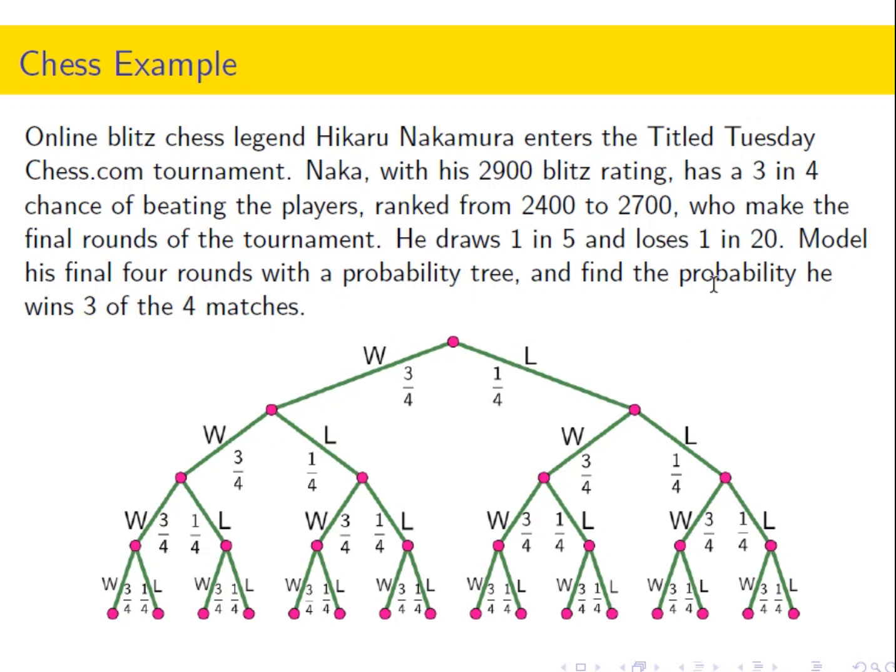So, all right. To answer this question, he has a 3 in 4 chance of beating the players ranked from 2,400 to 2,700, and then we're going to do the same probability we did before. Win 3 of the 4 matches. These are the exact same pathways, right? Win, win, win, loss would be right here, just like the heads, heads, heads, tails. Then win, win, loss, win, and win, loss, win, win. And then along the right-hand pathway, we have to go win, win, win after the initial loss.